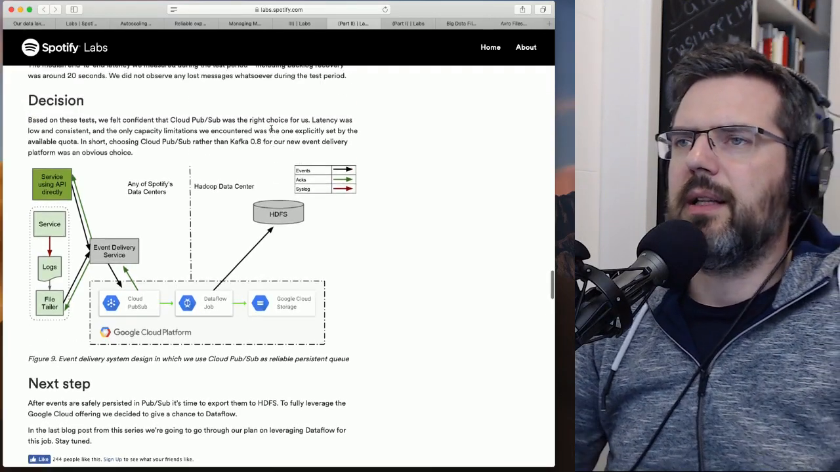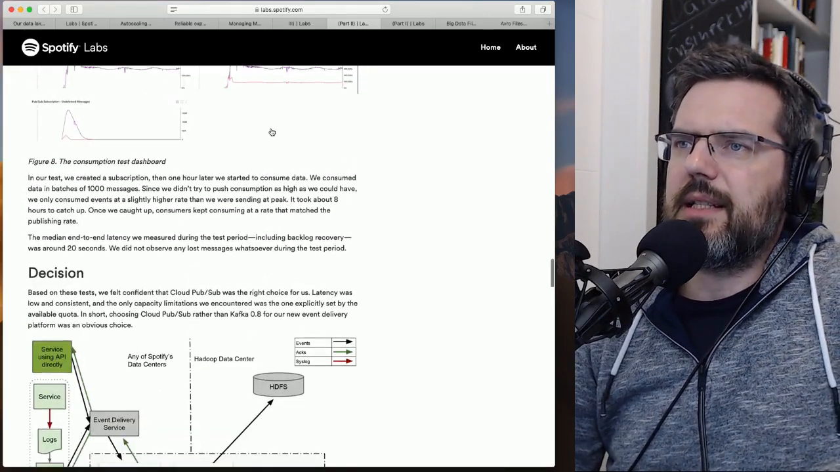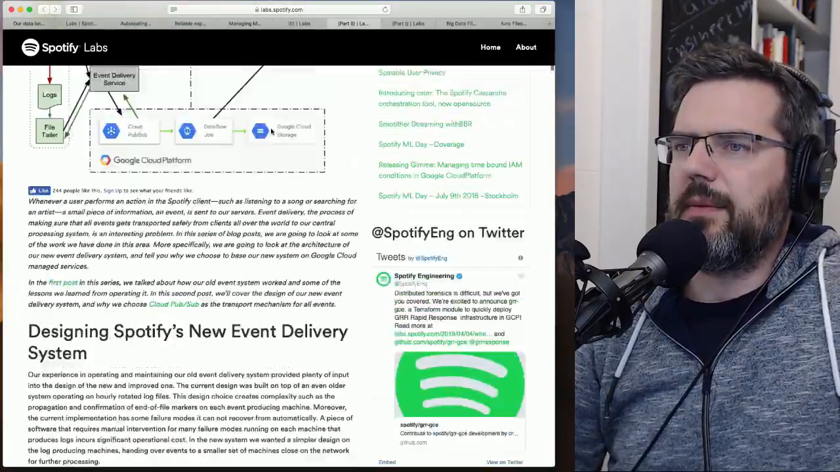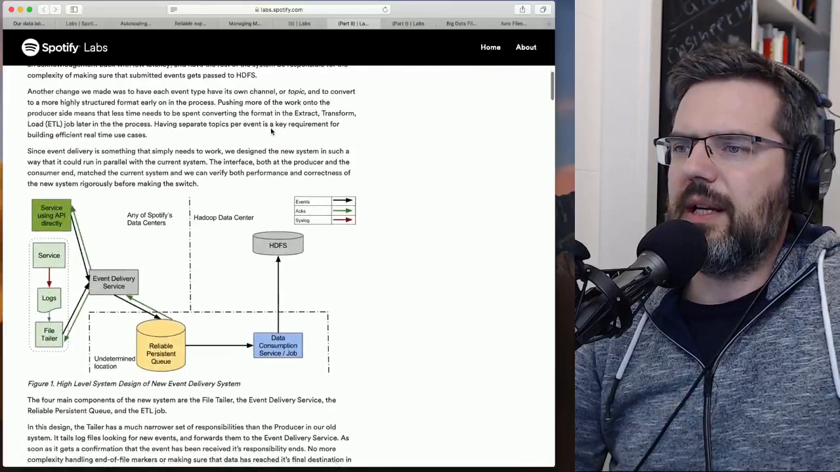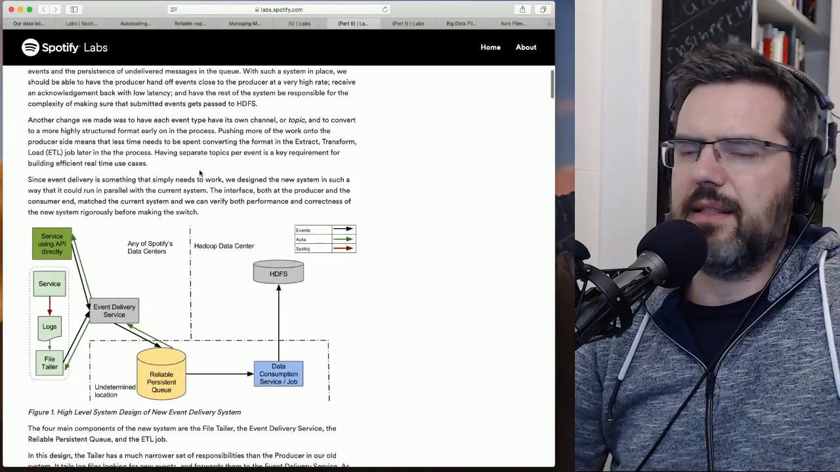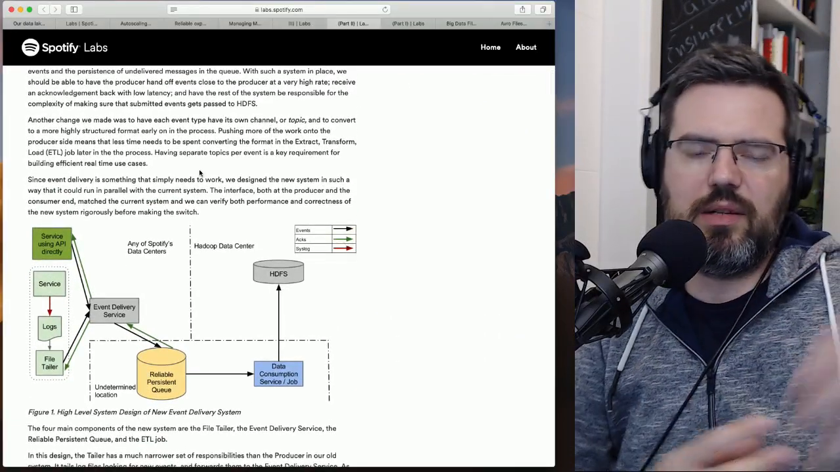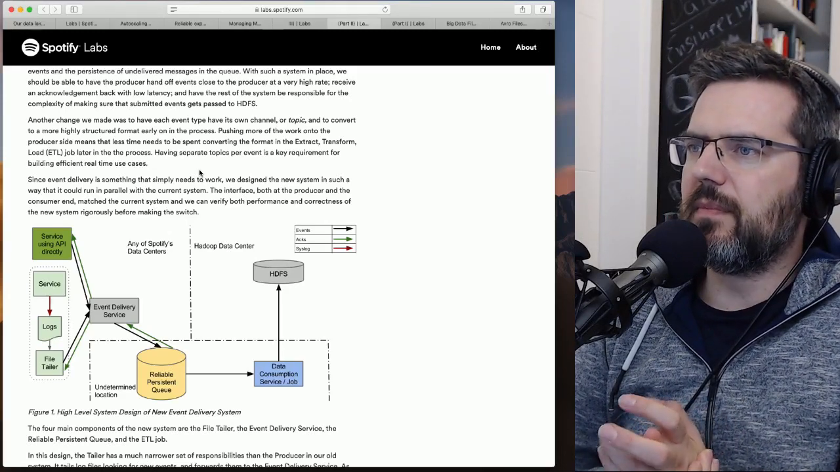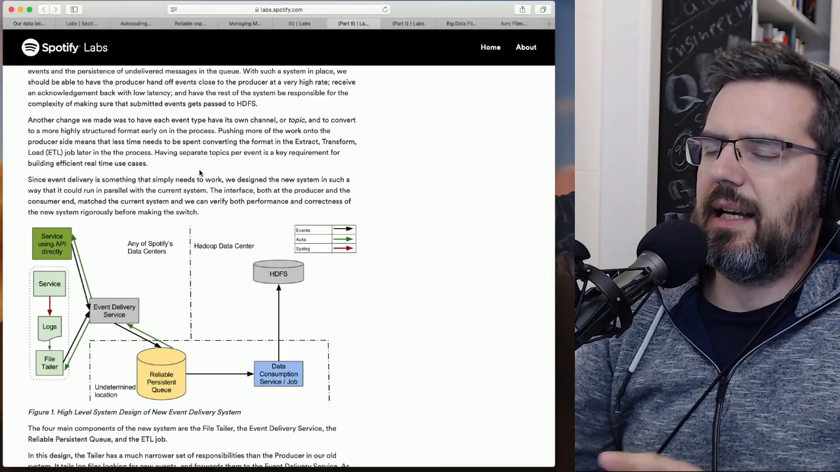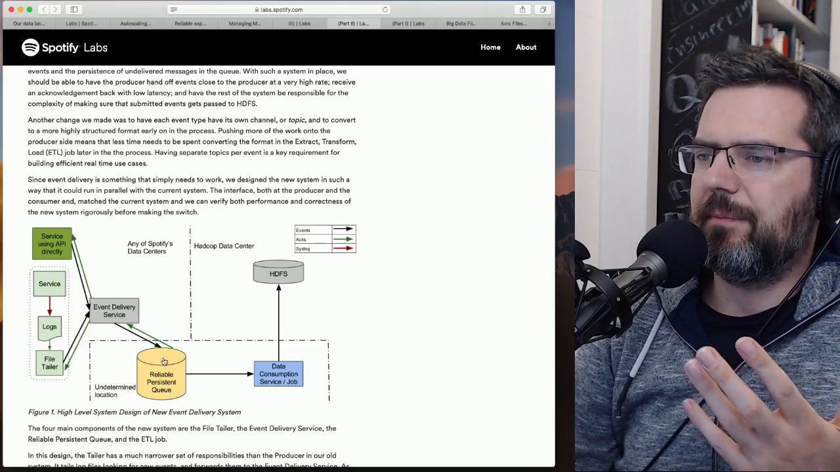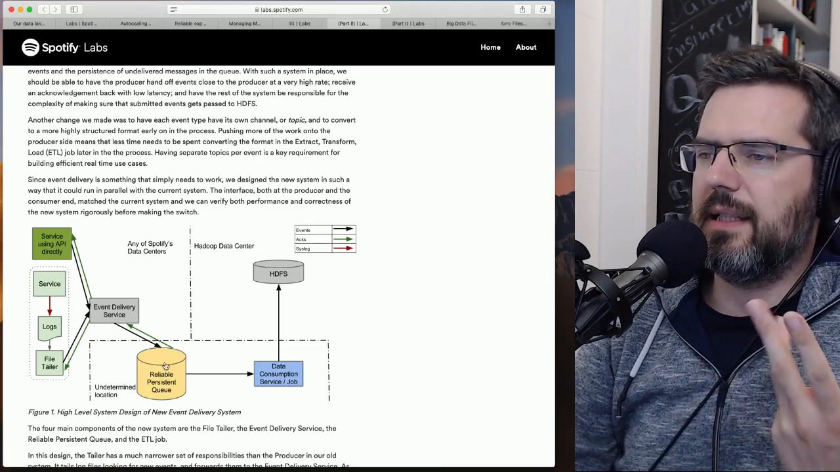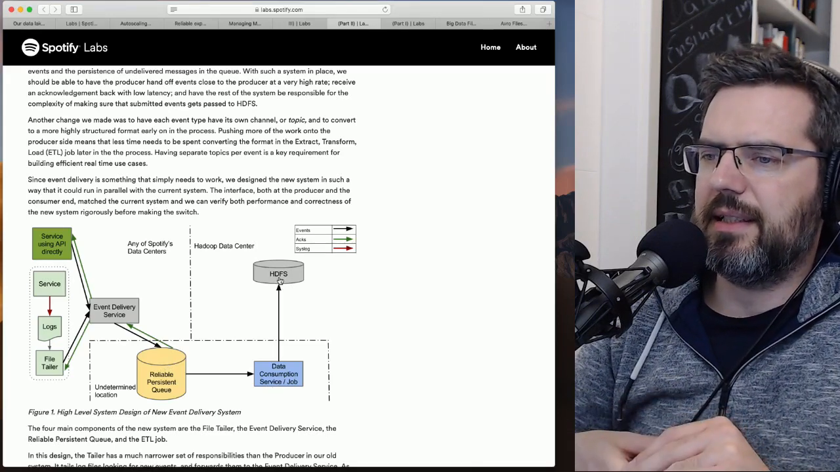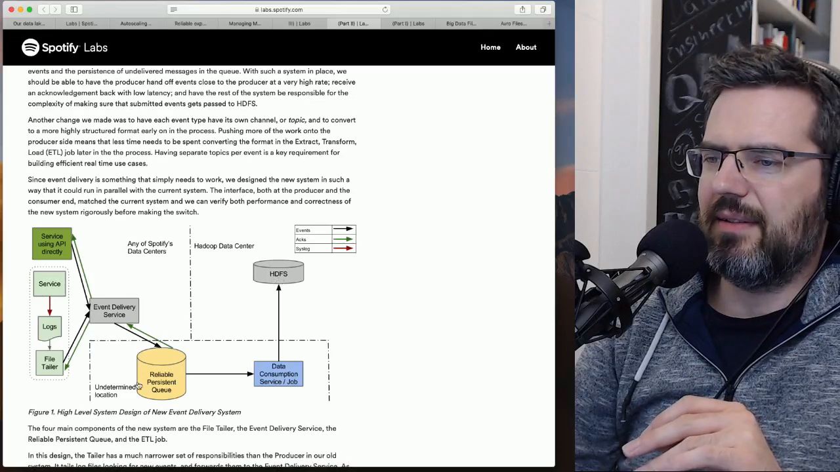Part 2, that is, they made the decision to... well, let me just start from the beginning. They made the decision to move away from this whole structure that we have seen before into something like a reliable, persistent queue that is writing into HDFS. And this is a high-level system design.